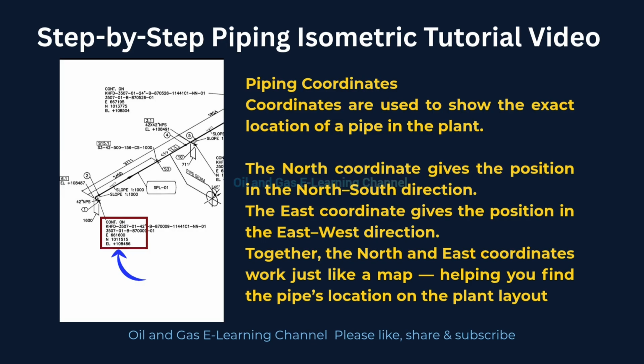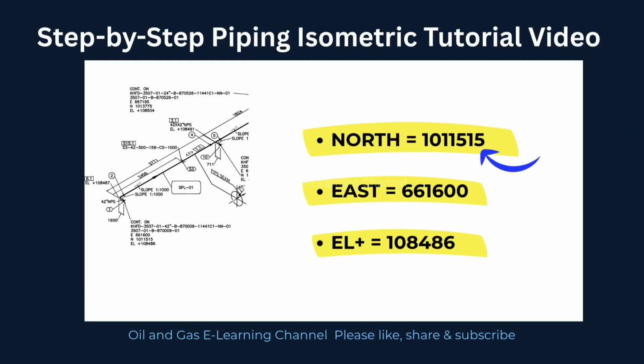10111515, east is equal to 661600, and EL plus 1008486. This means the north value 10111515 gives the pipe's position in the north-south direction. The east value 661600 gives its position in the east-west direction. And the elevation value EL plus 1008486 tells us the pipe is 8,486 millimeters above the base level.